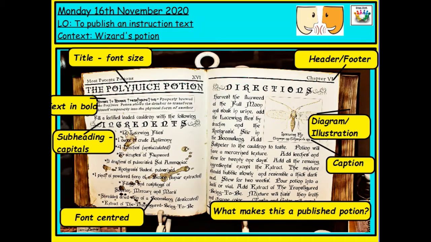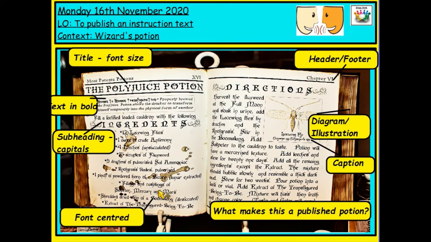We have added some reminders on here that you can use when you are publishing. So you have your title at the top, and I want you to think about your font size, so it really needs to stand out. You need to decide which parts need to be in bold. We normally put the really important parts of a text in bold. Then you need to think about your subheading, and that needs to have capitals. And then you need to think carefully about your font and how it could be centered so that your list is really clear.